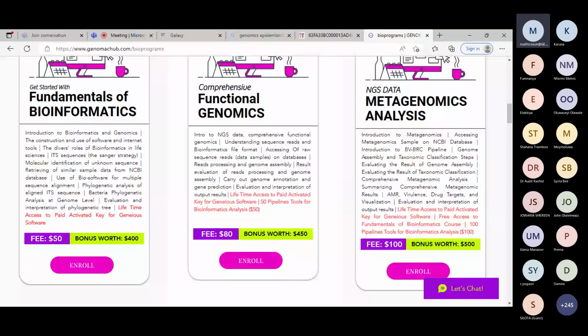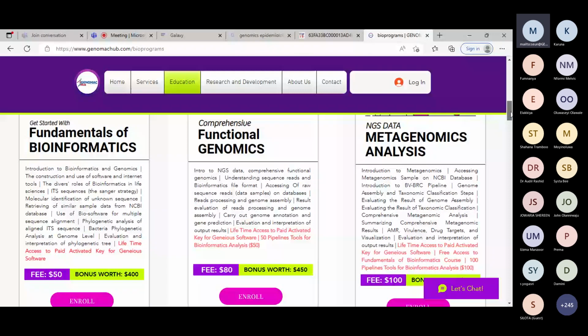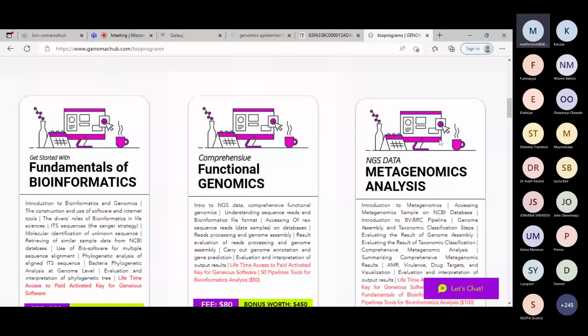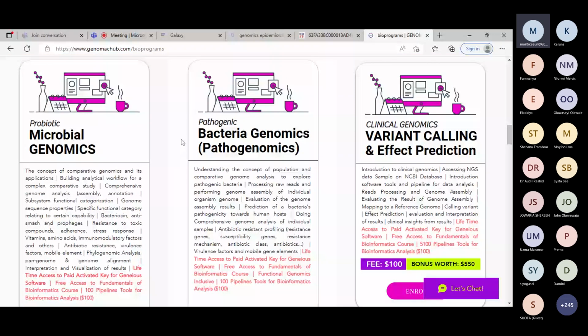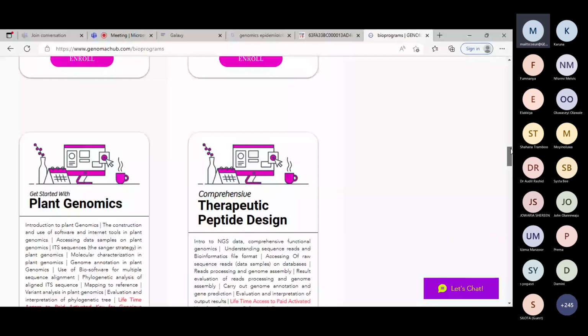We have other gifts that we will show to everybody because we have different kinds of workshops, as you can see here. We have comprehensive functional genomics, NGS data metagenomics, microbial genomics, probiotic microbial genomics, pathogenic bacterial genomics, variant calling and effect prediction, plant genomics, and a therapeutic peptide design and development workshop, all right?